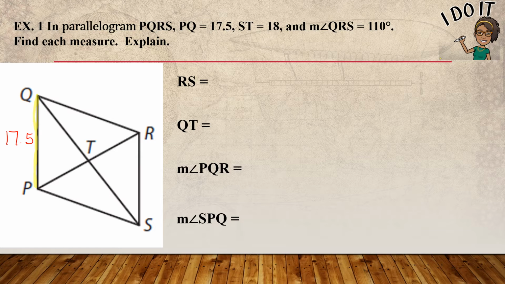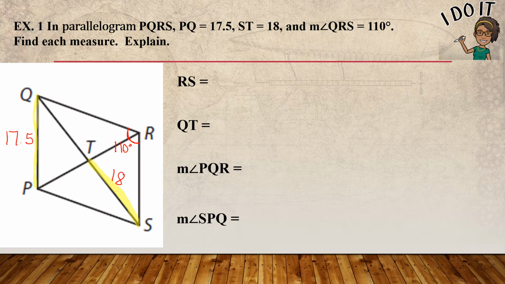It states that ST is 18, so ST is a part of the diagonal of SQ. And then we have the measure of angle QRS. So this full angle right here says it's 110 degrees. And they want us to find each measure and then also explain. So when it says explain, that means we're going to state what property was used.